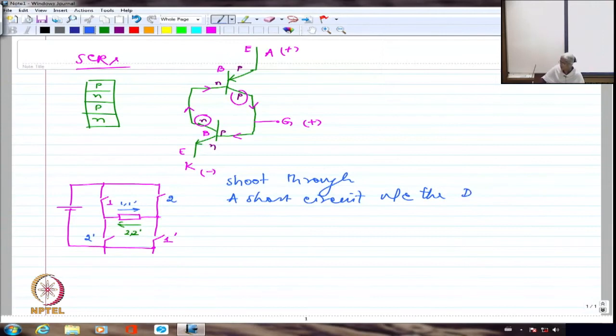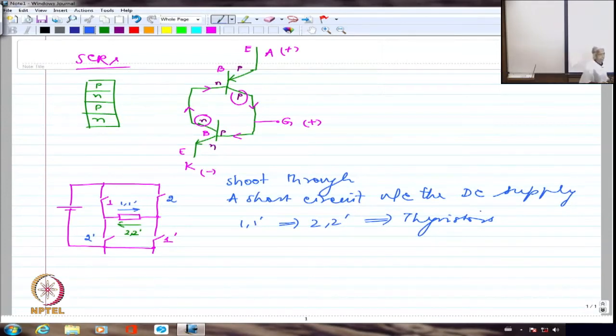So this condition is definitely a very dangerous condition because the battery is essentially like an infinite source. So it will be able to circulate a very, very large current, and if these devices are not able to withstand that current, they are going to conk out. So if I have 1 and 1 dash and 2 and 2 dash as thyristors, they are all SCRs or thyristors, then I'm not going to be able to turn them off very easily.